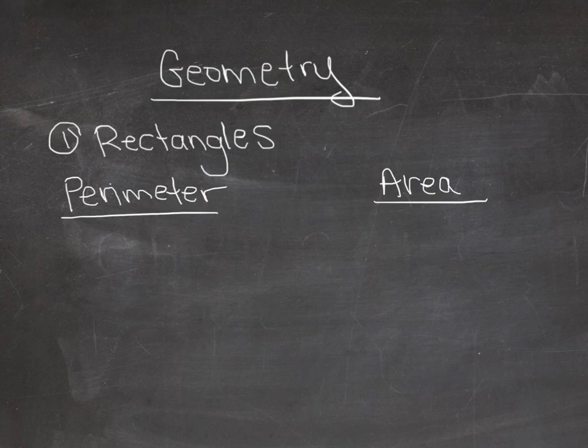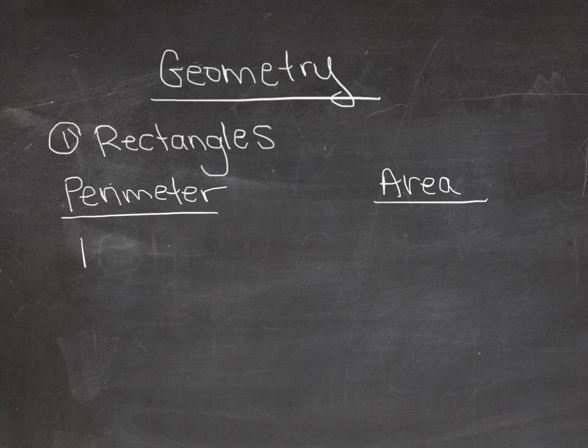So this video is about some basic properties of geometric shapes. Let's start off with rectangles. Some formulas that you need to know and need to have memorized. The perimeter of a rectangle, and actually any polygon, so any shape with straight sides, will just be the sum of all the sides.